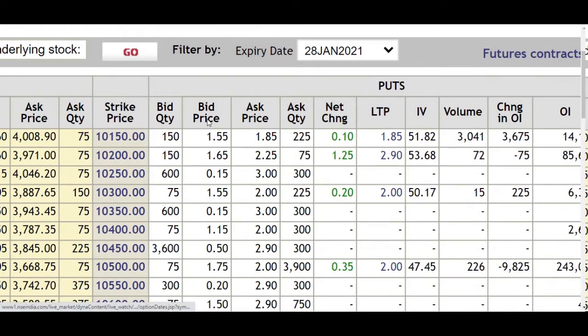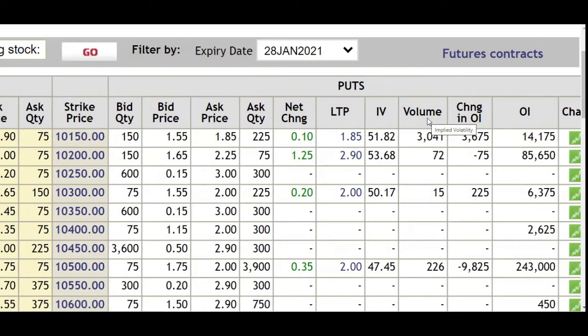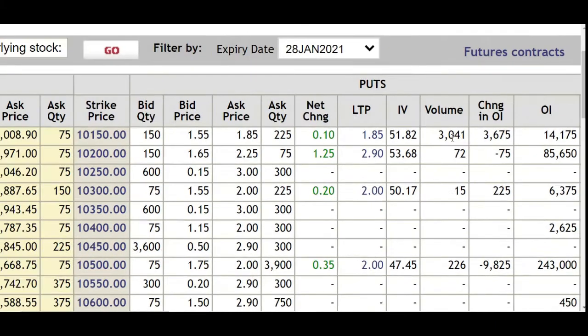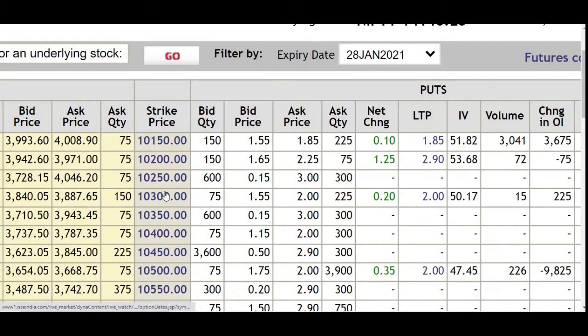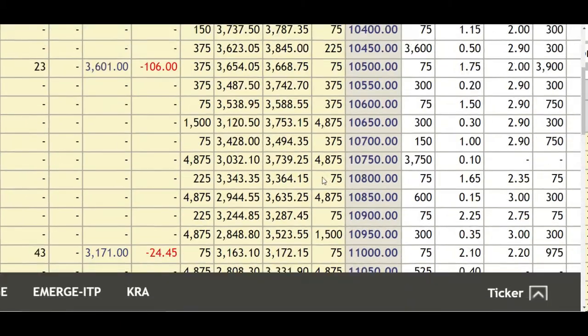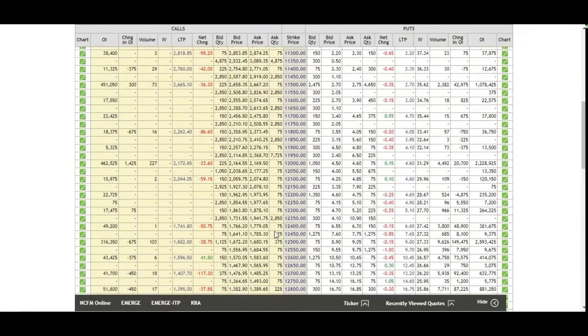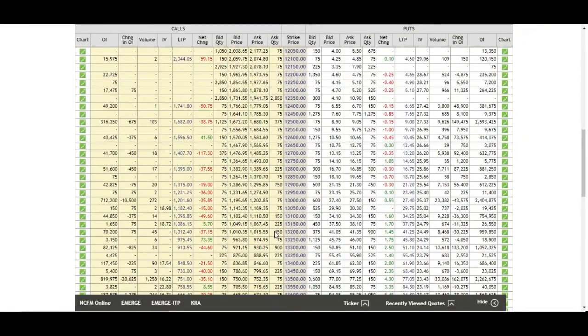price change for the particular strike price, and LTP, which is the last traded price, and here this is the IV. Okay, so IV is nothing but implied volatility, and volume happened for this particular strike price, and change in open interest and the existing open interest, so how many contracts are there already in the market. So this is about the details. The same thing will be there on the call side as well. And other than this, you can see each and every strike price will have different pricing.